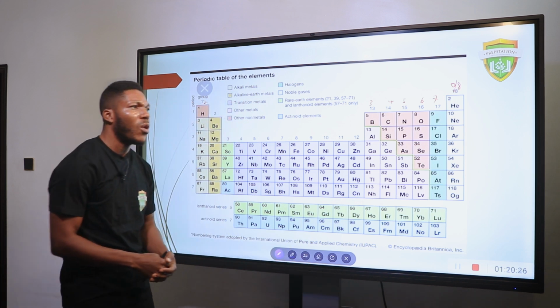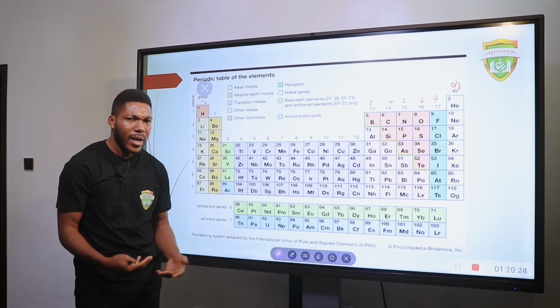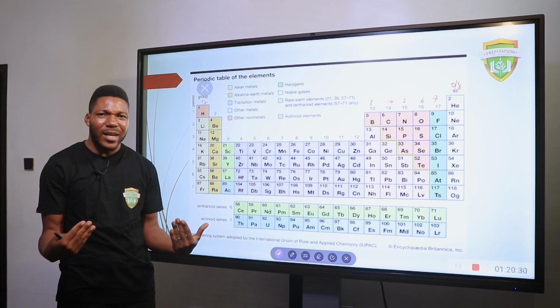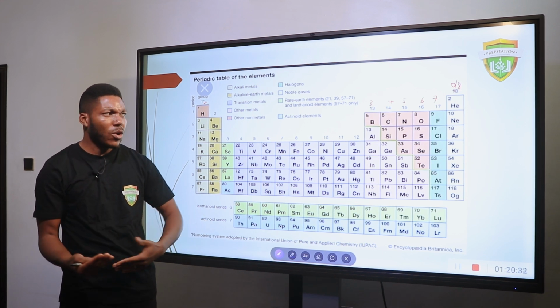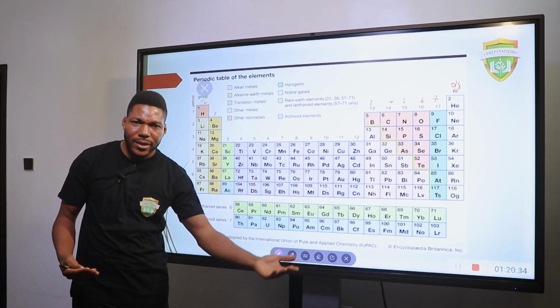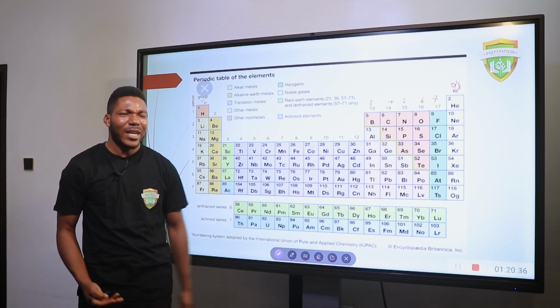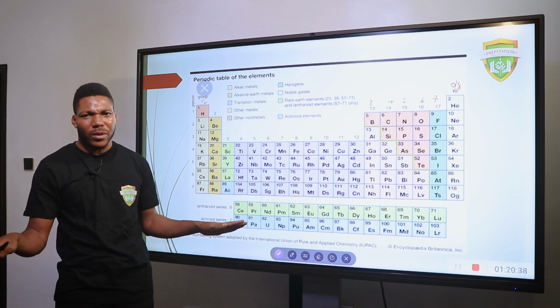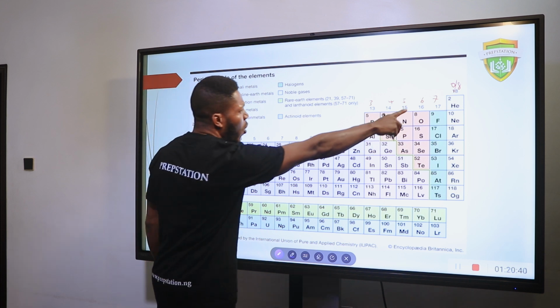Group 0s are called noble gases. Why? Because they have a complete octet electronic configuration. They are not reactive. They are not getting it. They are not giving out. They are not collecting. So they are comfortable. That's why they are called noble gas or group 0.